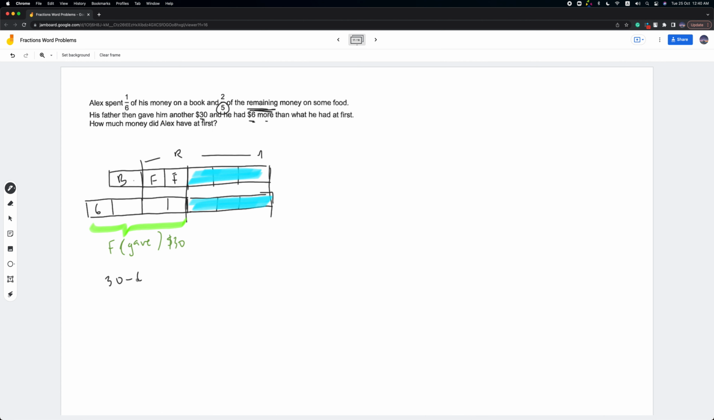So 30 minus 6 equals 24. And this is 3 units basically. 3 units is 24, and we always find 1 unit. 1 unit is 24 divided by 3. That gives us 8. So how much did he have at first? At first is 1, 2, 3, 4, 5, 6 units. So 6 units is 8 times 6. That gives us 48. Alright, so that concludes it.